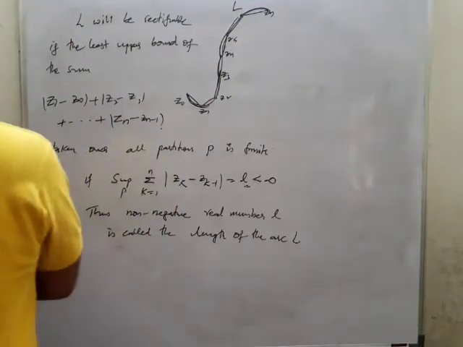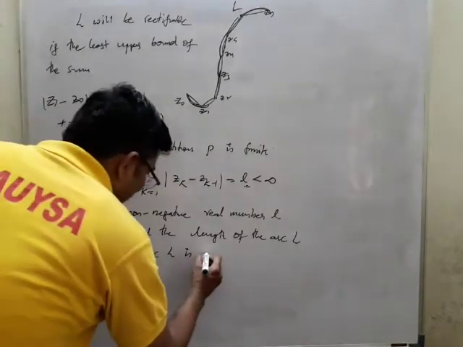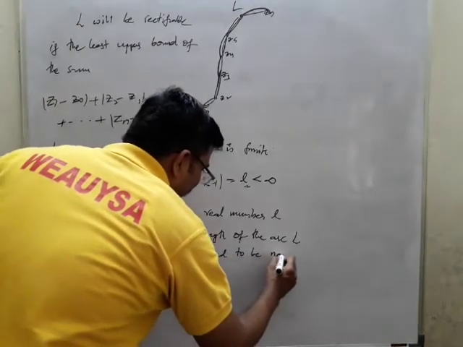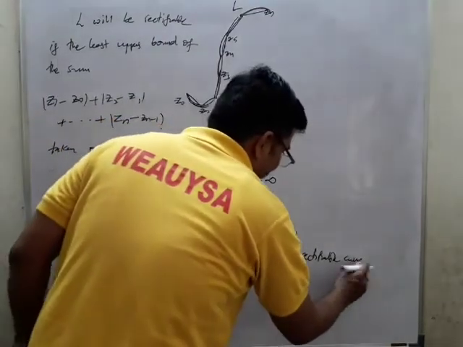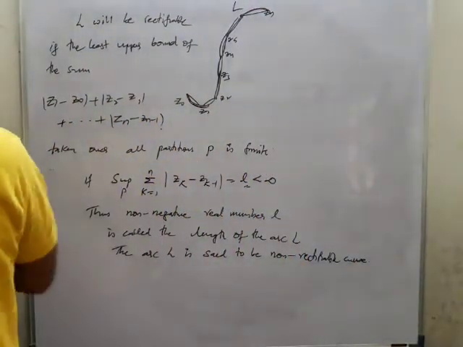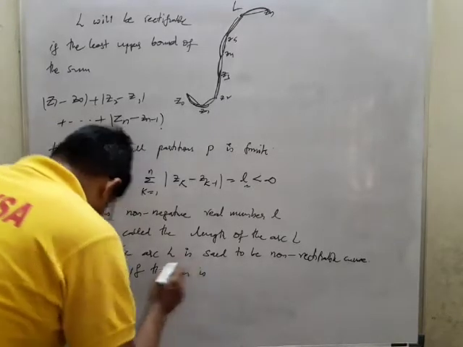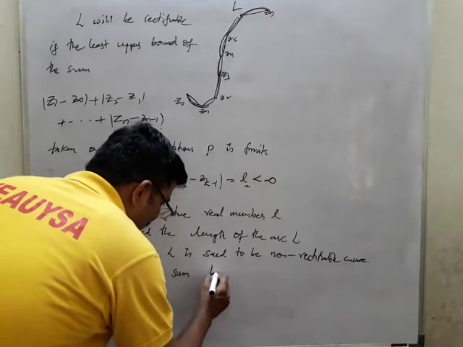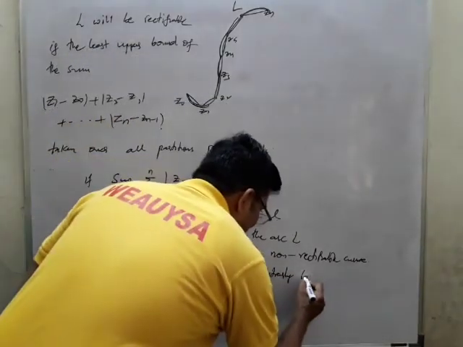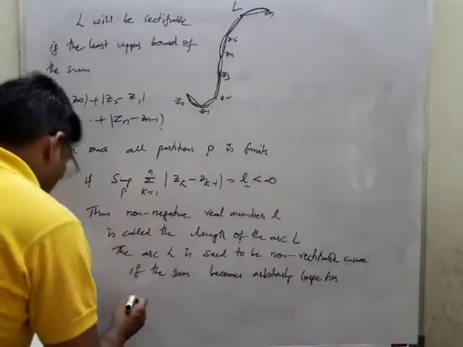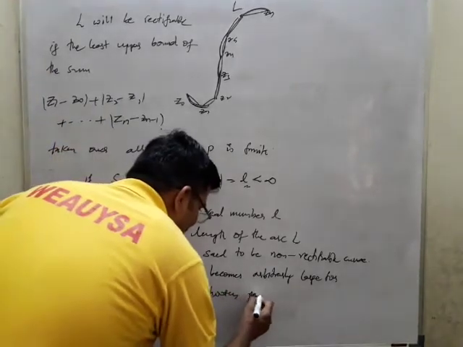And this arc L is said to be a non-rectifiable curve if the sum becomes arbitrarily large for suitably chosen partitions.